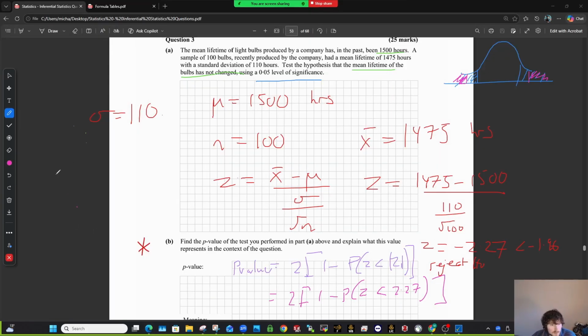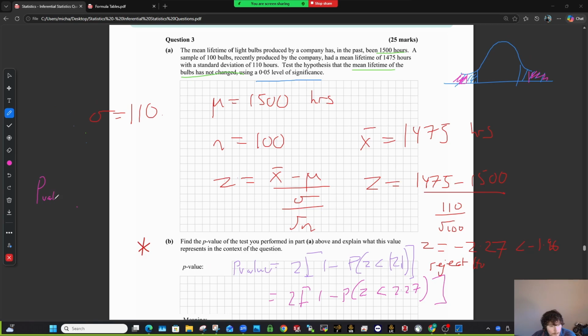Okay, so I'll move up here. It's a bit better. So we'll call it the p-value is equal to 2 times 1 minus 0.9884. Type that into your calculator. 2 bracket 1 minus 0.9884. And yeah, you get a value less than 0.05. You get 0.0232. Okay, and because that's less than the level of significance, that would mean we have to reject H0.